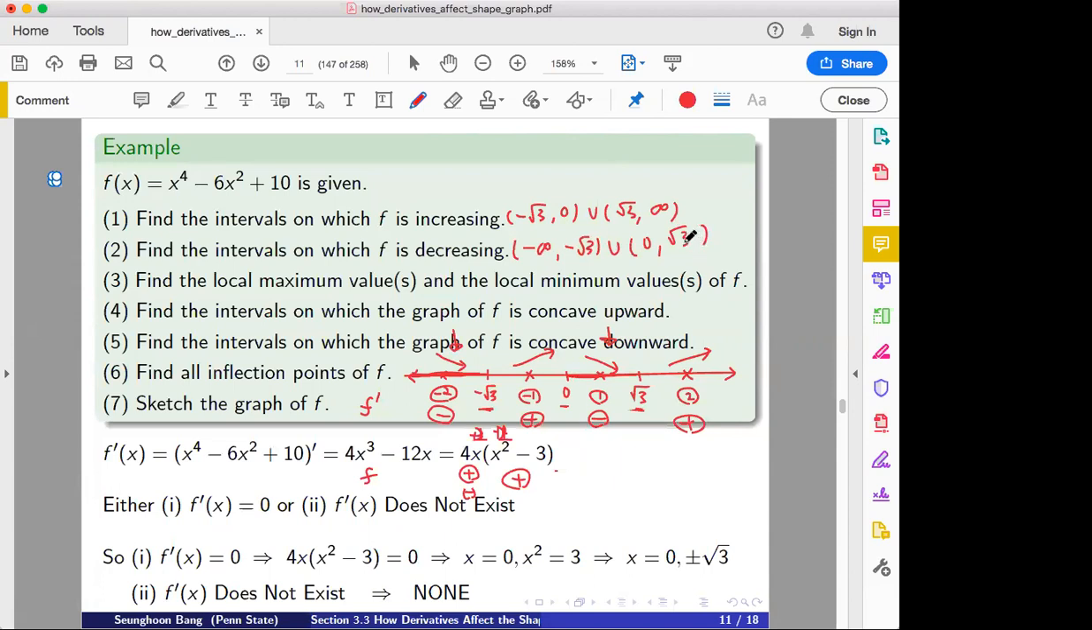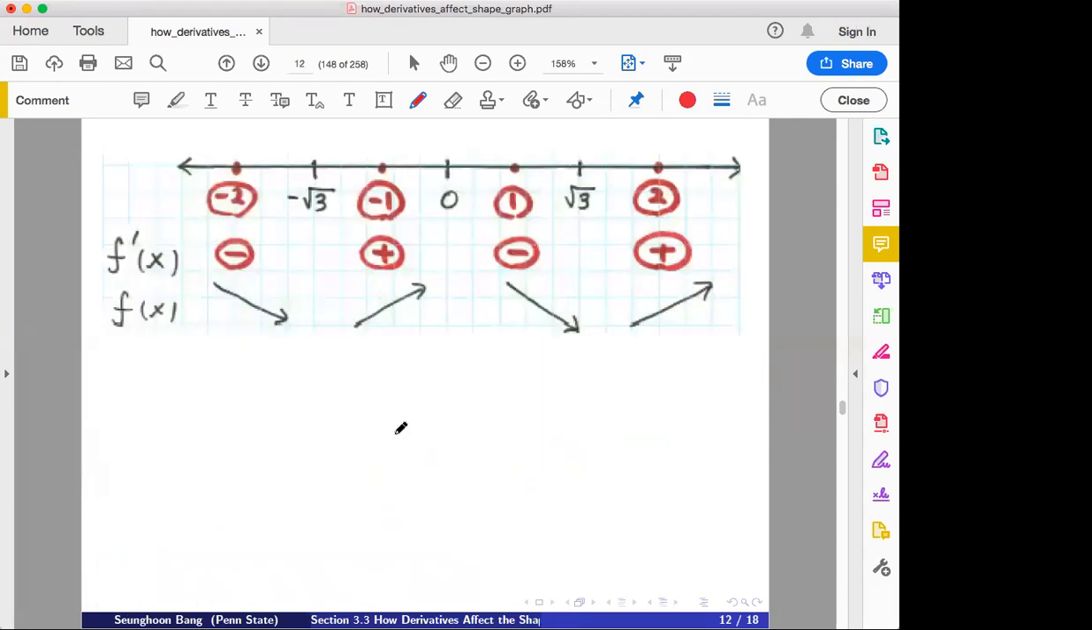So do we have a local maximum, local minimum? At -√3, local maximum or local minimum? Local minimum. The graph is decreasing and increasing. At 0, local maximum. The graph is increasing, decreasing. At √3, minimum again. Decreasing, increasing. So like this.